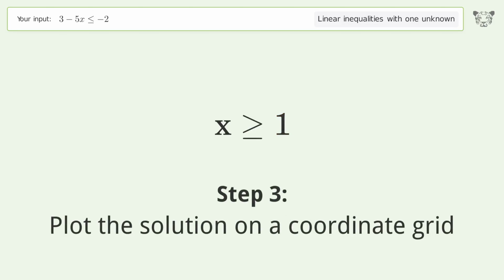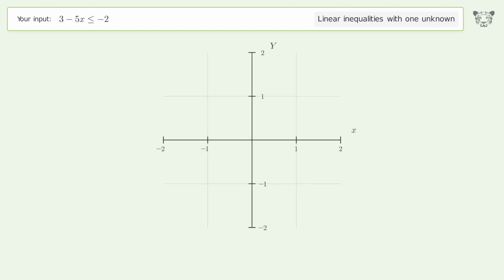Plot the solution on a coordinate grid. And so the final result is x equal or greater than 1.